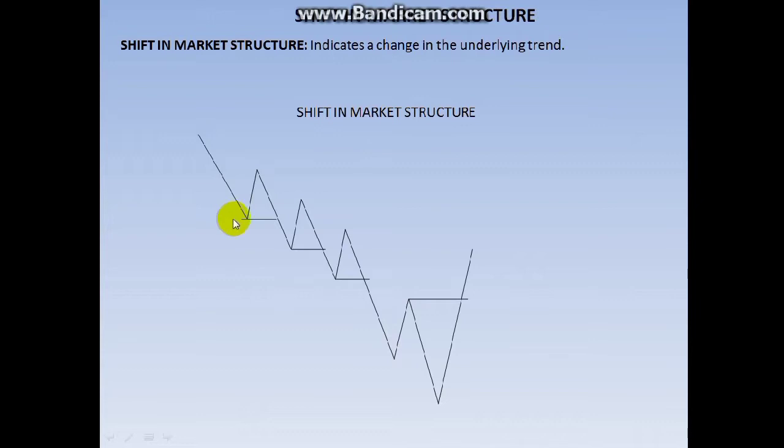A shift in market structure indicates a change in an underlying trend. In other words, in this example we have a bearish trend, an underlying trend as a bearish trend. So structure is bearish, and you can see these are breaks of market structure. Then this is a shift in market structure. Why is this a shift in market structure? Because an old short-term high that broke this short-term low was taken out.